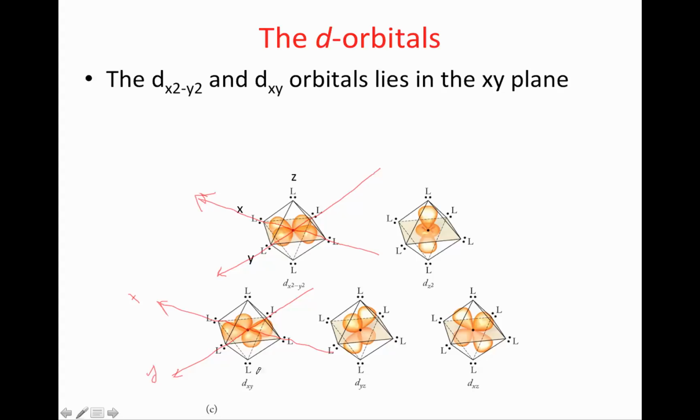This is the dxy orbital. But we notice something interesting about this orbital, and that is that the lobes of this orbital are lying between the axes and not along them. So for the dx squared y squared orbital, the lobes lie along the x and the y axes, whereas for the dxy orbital, the lobes are lying in between the axes. This is a very important difference.